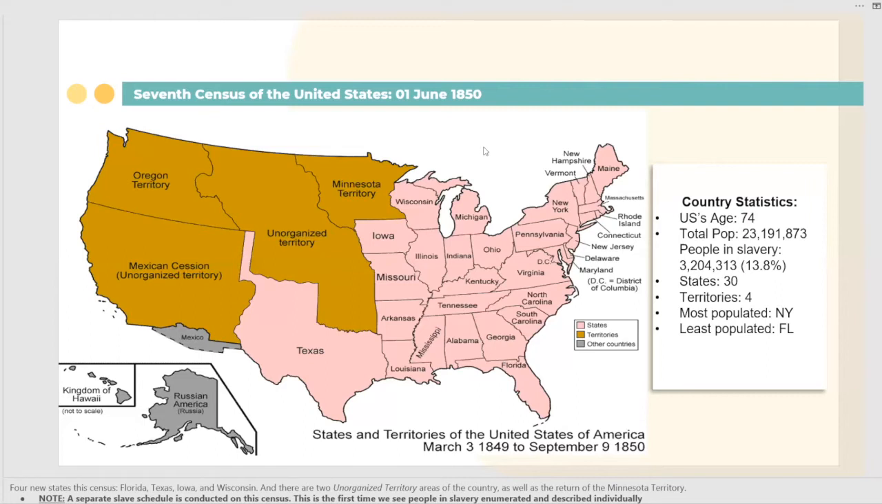So we're going to start off right here, straight into it with the 7th census of the United States. This was taken June 1st of 1850. We start the split here because this is the first time that every free person in the United States was enumerated by name. Before this, everybody was only enumerated as the head of the household, and then the people within that household were enumerated as tally marks.